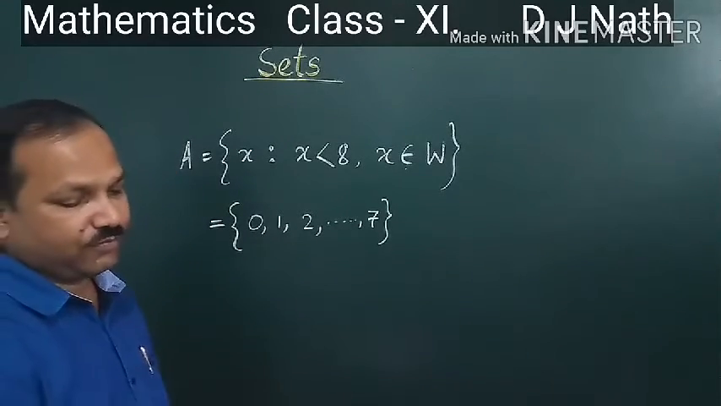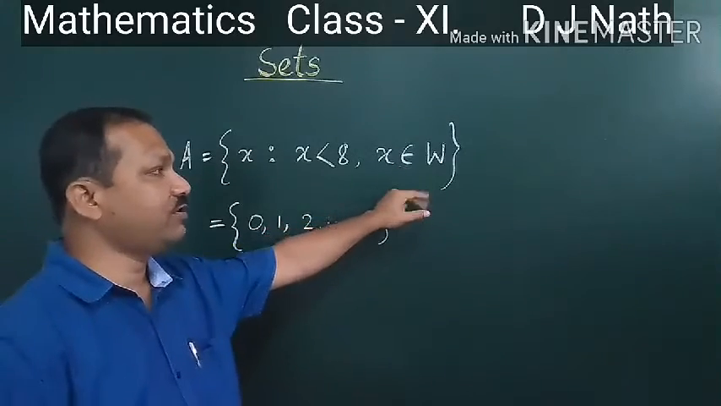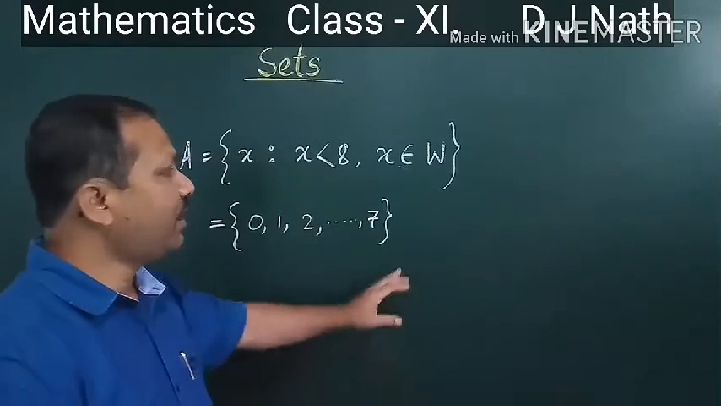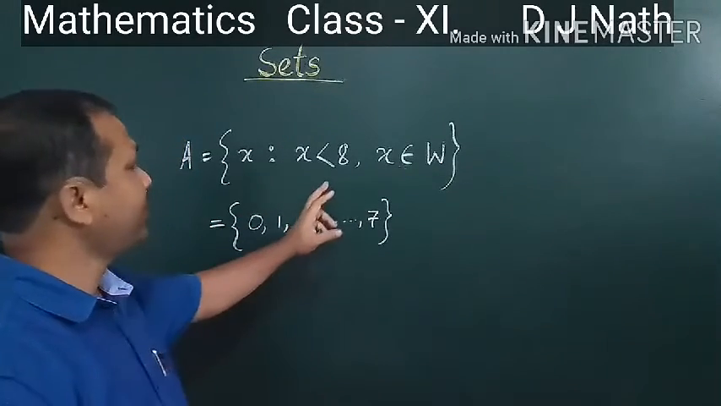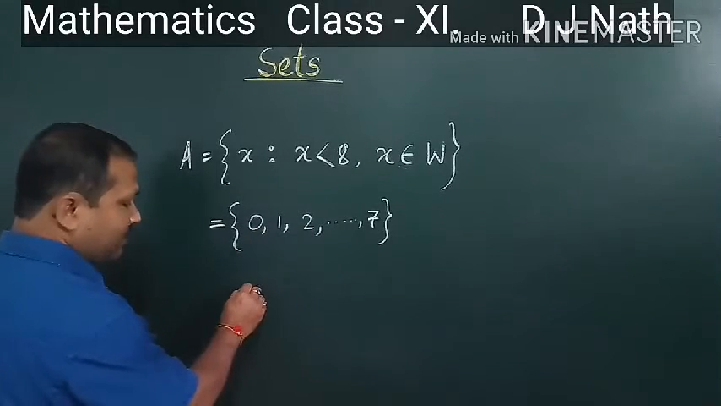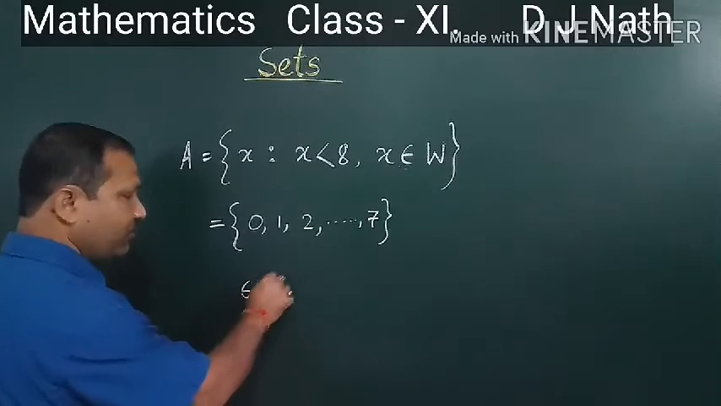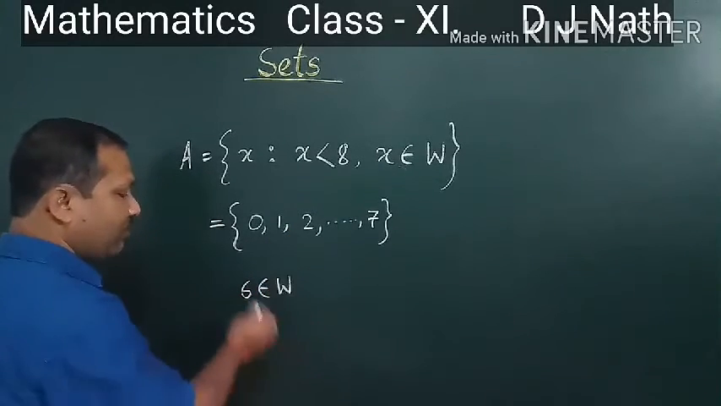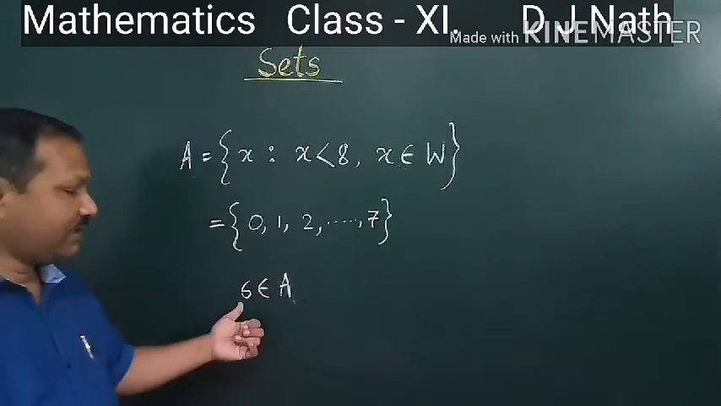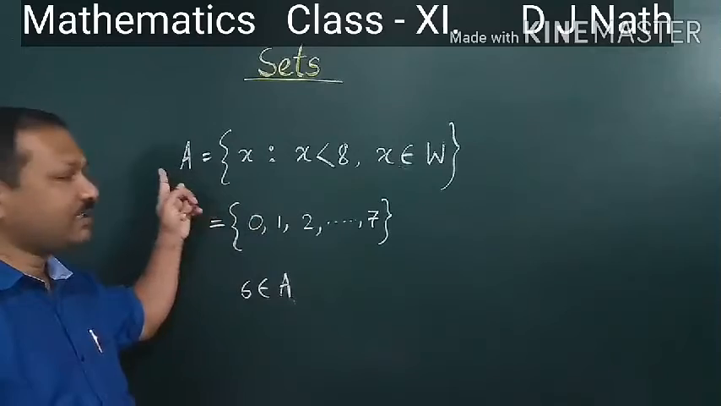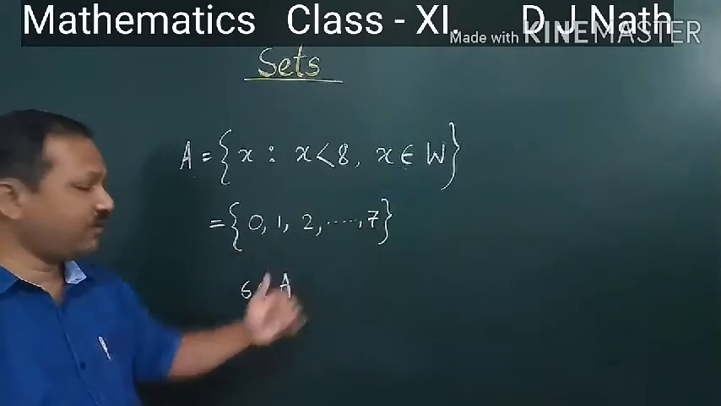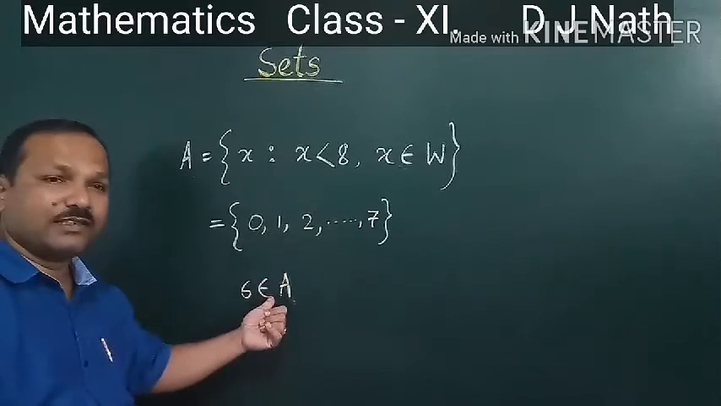Question number 2. This word belongs to, whether it belongs to that. Now if I ask whether 6 belongs to W or 6 belongs to the set A. Set A means what? It is from 0 to 7. So whether 6 belongs to A? Yes, it belongs to.